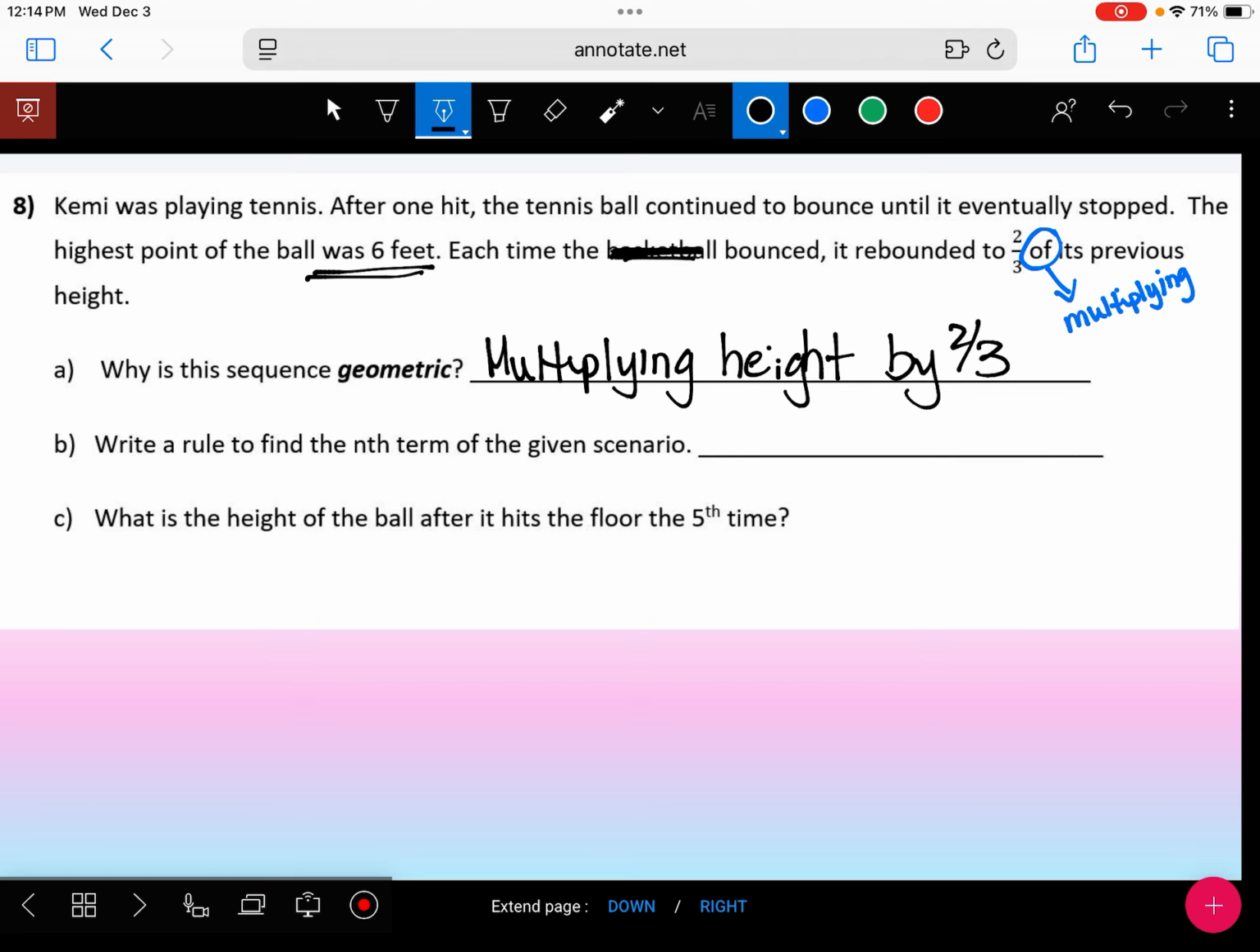All right, so this starts off at 6 feet. So that's my T1. So my rule would be T sub n equals T1 and then my common ratio, 2/3, to the power of n minus 1.